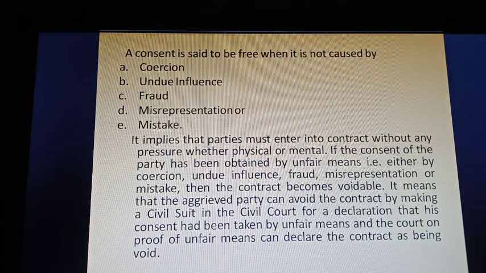If the consent of any party to the agreement has been obtained by unfair means, then the contract becomes voidable. It simply means that the aggrieved party can avoid the contract by filing a civil suit in the civil court for a declaration that his consent had been taken by unfair means, and that unfair means may be coercion, undue influence, fraud, misrepresentation, or mistake, and the court on proof of unfair means can declare the contract void.